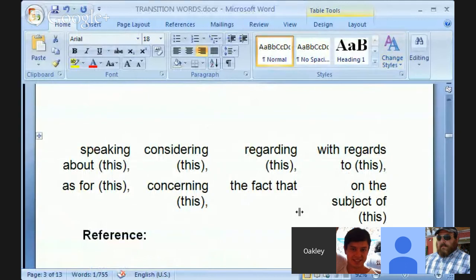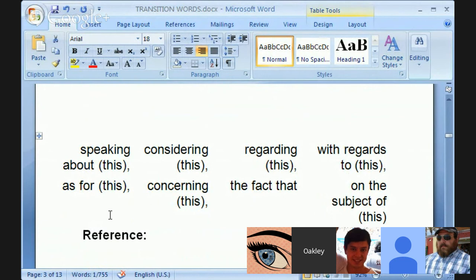A really good one to know for any of you involved in business. This particular list here, and maybe we'll try this out, because this is extremely useful for writing business letters or emails, and talking, even giving a presentation in business. Very useful. I use these all the time when I'm doing any kind of business speaking or writing. These are reference transitions.